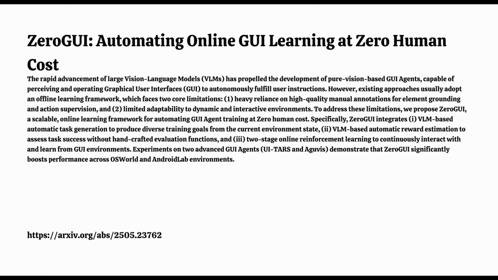So maybe the thought to leave you, the listener, with is this. As AI agents get better at learning to use digital tools completely on their own just by interacting, how might that change the way we interact with technology? And what new possibilities for automation might open up? Definitely something to think about as this technology develops further.